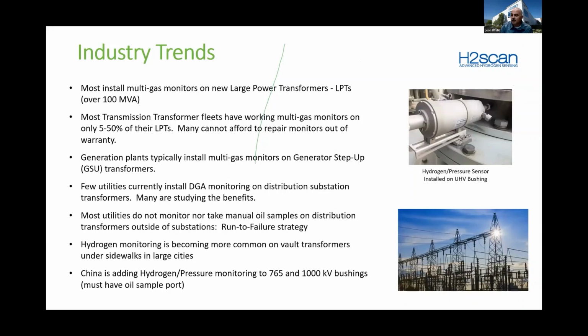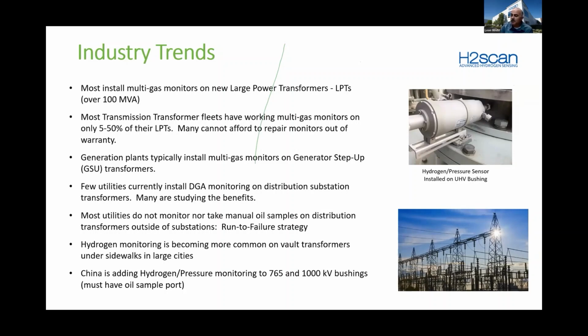So a lot of people are looking at monitoring those and how can they monitor those, since it's not in a substation and you don't have the communications there. So how do you do that? Most utilities do not monitor or take manual oil samples on distribution transformers outside of substations. So basically run to failure. And so most of the time transformers fail in not a newsworthy fashion, but sometimes they do fail in a newsworthy fashion and fail catastrophically. And so when that happens, of course, no utility likes to make the news with those kind of headlines.